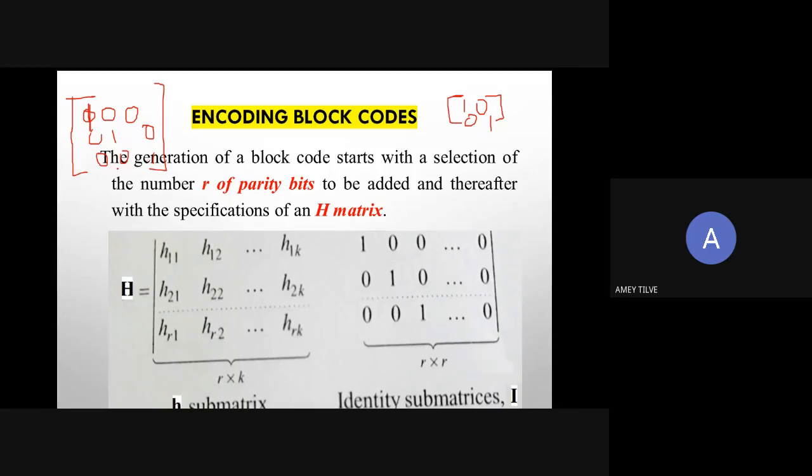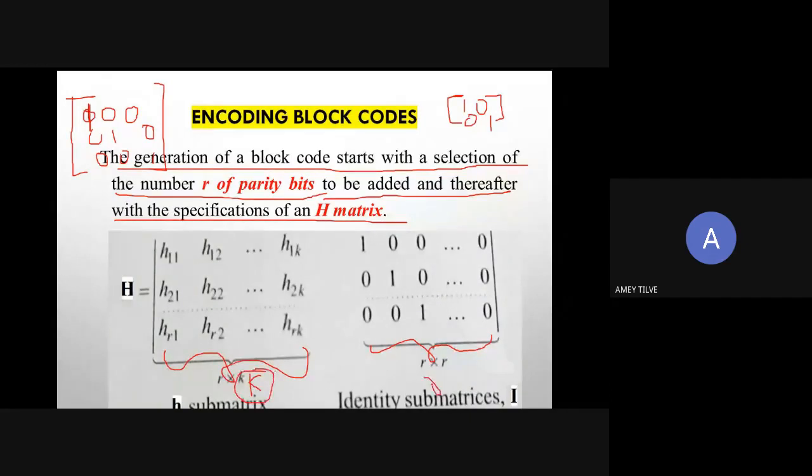So the generation of the block code starts with the selection of the number of R bits. R bits are nothing but redundant bits to be added thereafter with the specifications of S. So this is nothing but your actual value K, your actual information, and this is nothing but your R. When K is combined with R, I get something called a code word, which is named as H. In the example in your textbook, your K plus R, that is the formula, is named as H.